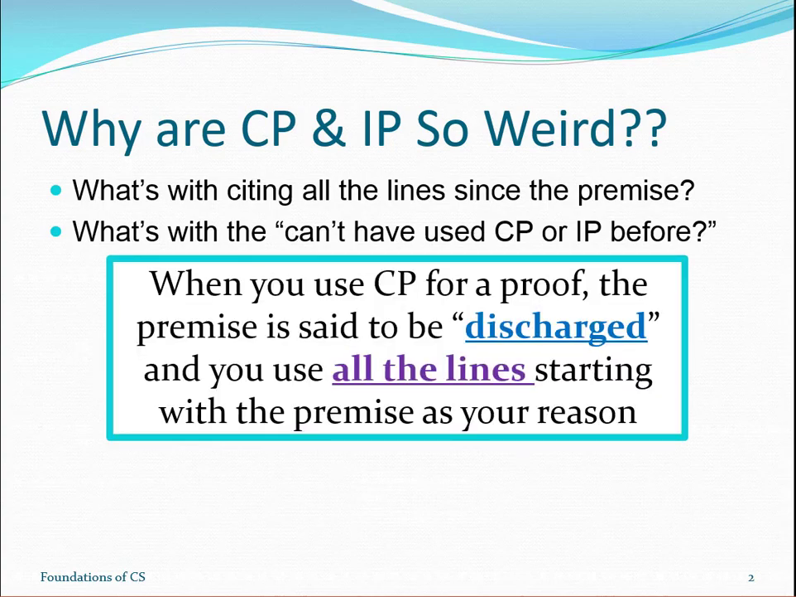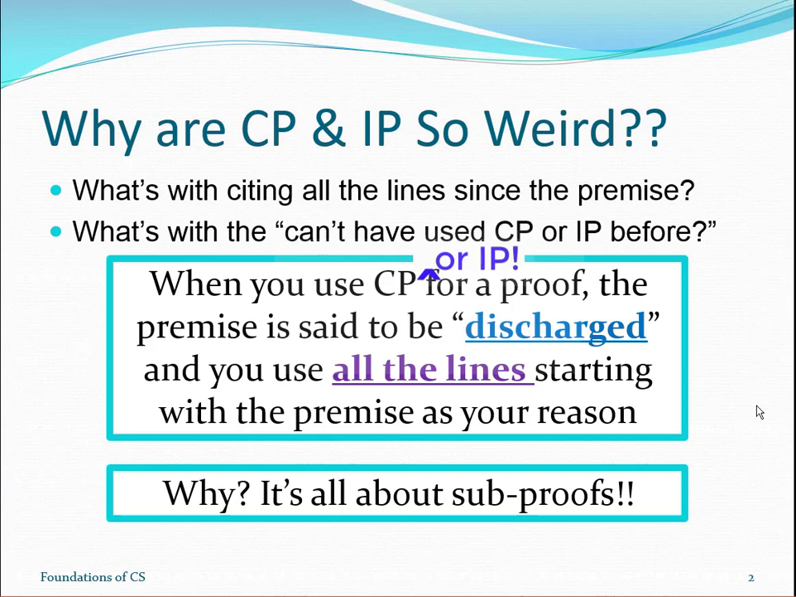And so here's kind of the scoop. When you use CP for a proof, or IP for a proof for that matter, the premise is said to be discharged, and you use all the lines starting with the premise as your reason. Okay? And why do we do that? It has to do with subproofs.